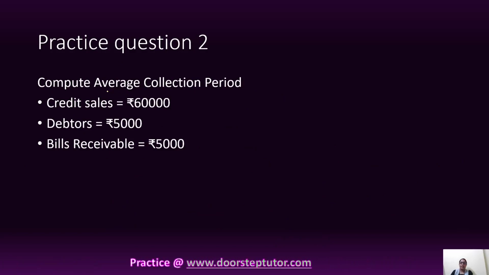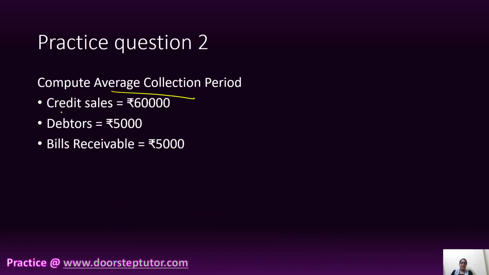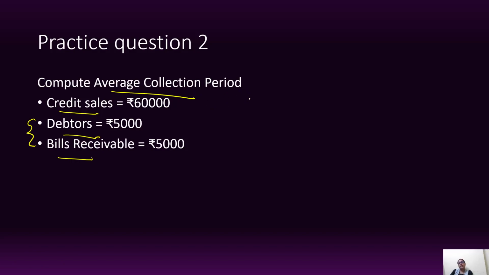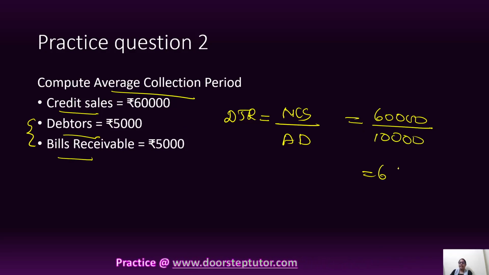We are supposed to calculate the average collection period here. We are given credit sales, debtors and bills receivable. Bills receivable and debtors both come under trade debtors. We are given the total of credit sales. Now to compute average collection period, the formula was days in a year or months in a year divided by the debtors turnover ratio. Debtors turnover ratio is net credit sales divided by average debtors. We are given 60,000. We are not given average debtors, so we will take the given balance, 5,000 plus 5,000, 10,000. That is 6 times.